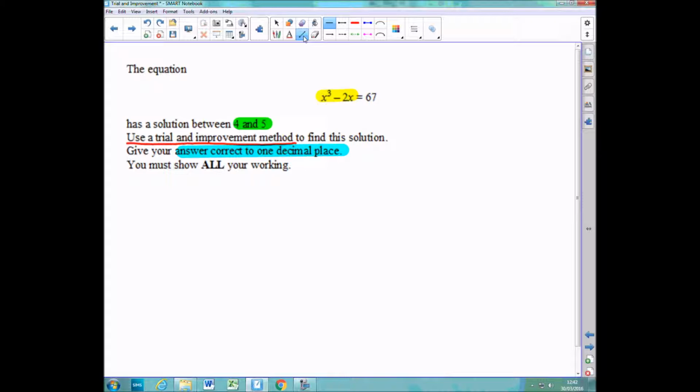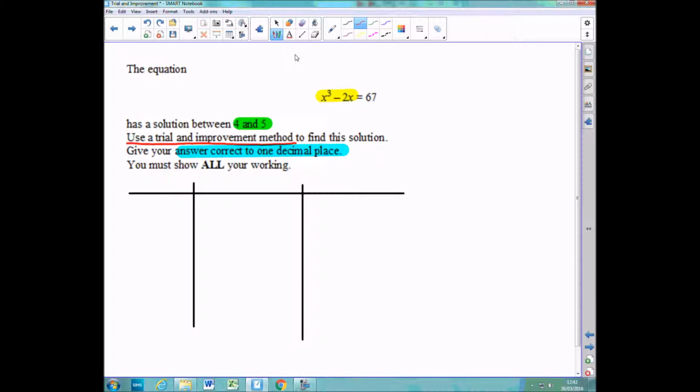So how do we solve this equation? Well, what we do to start with is we draw a table. The table needs 3 columns, so I'm just going to quickly draw one up now. Okay, I have my table with 3 columns. The first column is going to be my solutions of x. In this column I'm going to be guessing answers to x, and my answer is eventually going to appear in this column. The second column is going to be my calculations, x cubed minus 2x. I'll have a number in here that hopefully will get closer and closer to this 67.